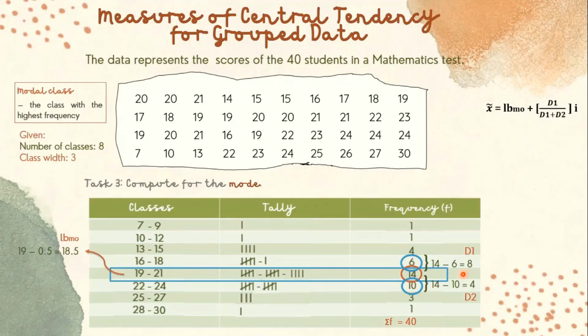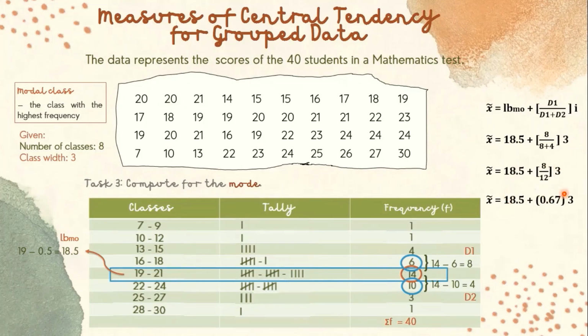Now that we have identified the necessary elements in this formula, substitute the values. Lower boundary of the modal class is 18.5. Added to yung D1 natin ay 8. D2 ay 4. Class width 3. Perform the operation following GEMDAS. Nauuna muna yung group together. 8 divided by 12, which is the result of 8 plus 4.